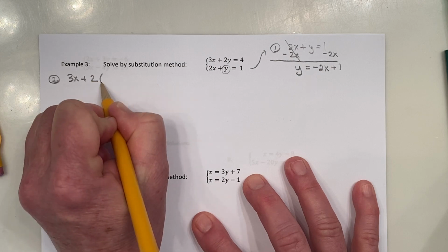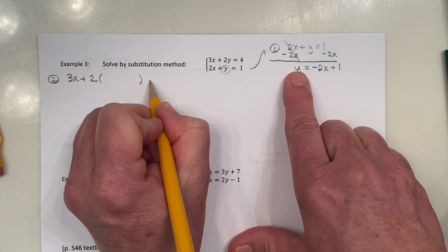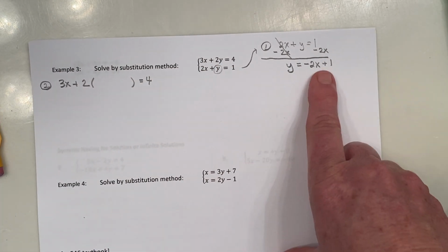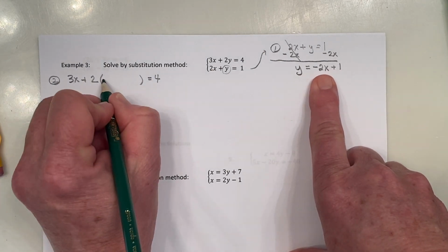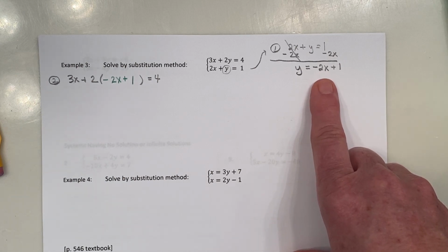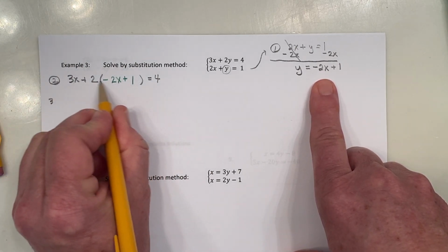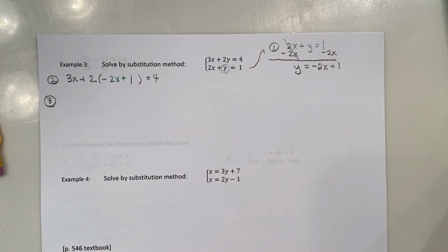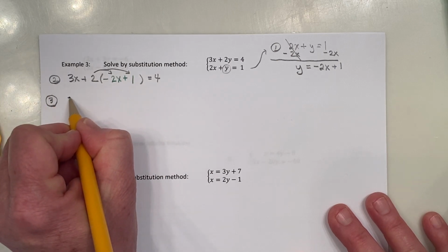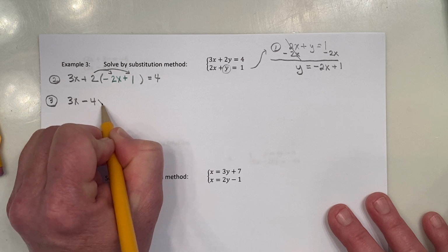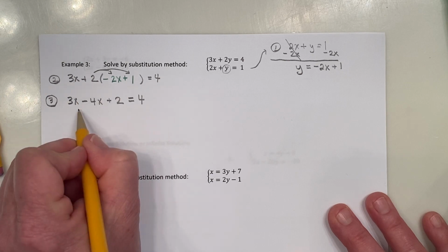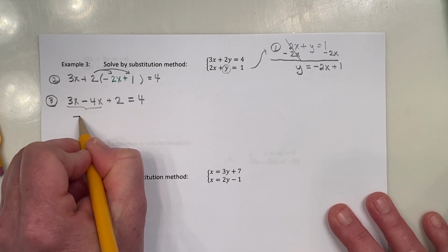All right, step 2, let's substitute this equation into the top equation now. Let's write the top equation, but wherever you see y, you leave a big parenthesis so that we can substitute in. So y is going to be replaced with what it's equal to, which is negative 2x plus 1. In step 3, we're going to solve for the variable we see here, which is x. So let's do the algebra. Following the order of operations, you first have to distribute the 2 in. So let's bring down 3x minus 4x plus 2 equals 4. Let's clean this up. This will collect to negative 1x.